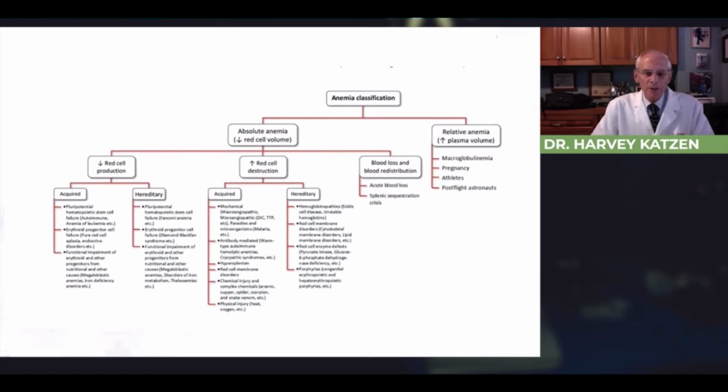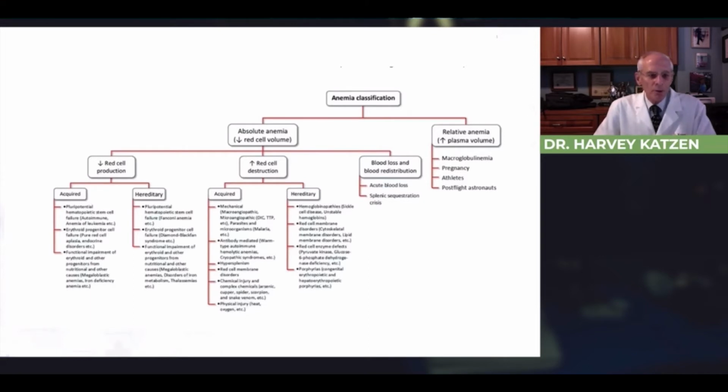If you come back to the left part of the slide and you talk about actual or absolute anemia, now we're talking about a decrease in red cell volume. Let's make it simple. What are the reasons somebody could be anemic? Number one, they can't make blood, or red cell production is diminished. Number two, they're making blood, but the blood is being destroyed. Or number three, they're losing blood.